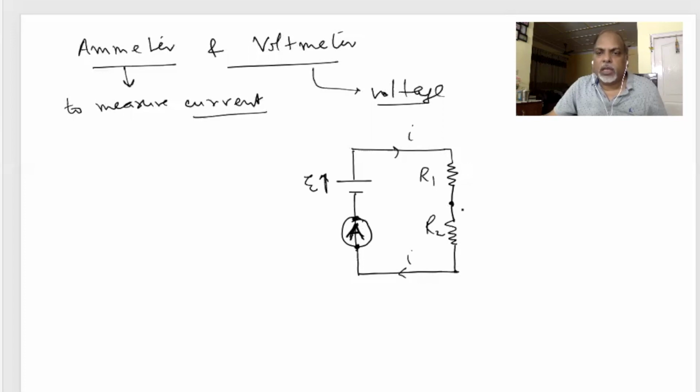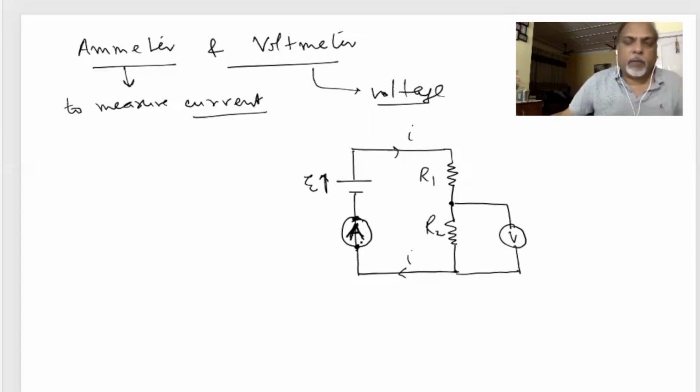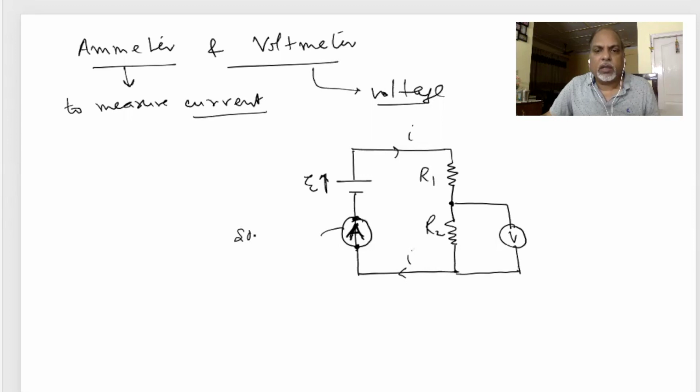measure the voltage. Suppose you want to measure the voltage in R2 resistor, then attach this voltmeter in parallel. Why? Ammeters basically they are supposed to have very minimum resistance, smaller, because they are directly connected in series.